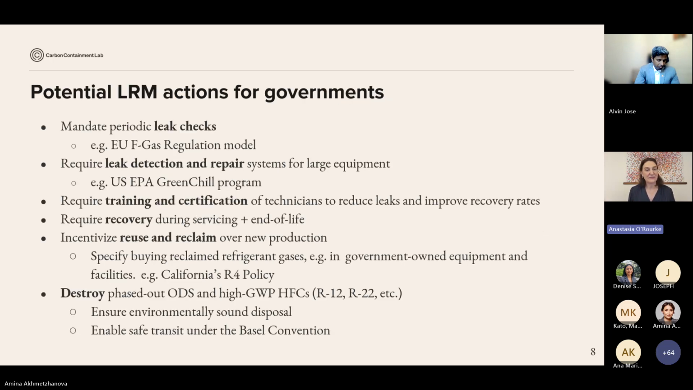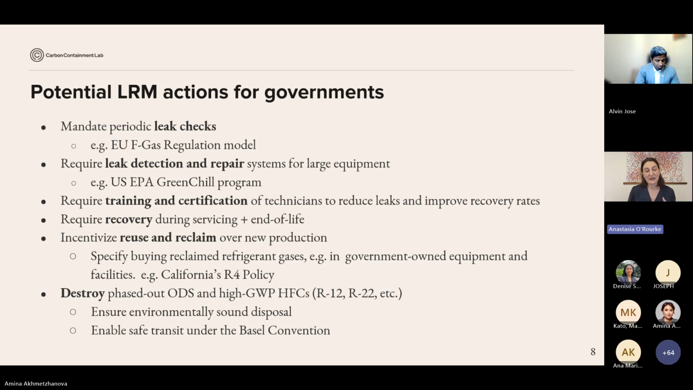For governments, there are many actions that can be taken. And it's interesting because there's both policy work that can be done, incentives that can be developed, regulations as well. And many countries already have some of these in place. But one interesting one I'll just point out is governments themselves are big end users of refrigerants because they own and operate a lot of buildings. And so there are some simple things that they can do to help this whole system of LRM move, such as buying reclaimed gas or specifying that in their own procurement, for example. And an example here of a policy you may want to look at is California's R4 policy.